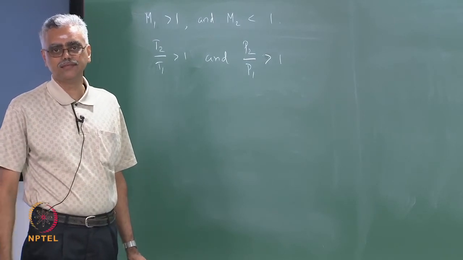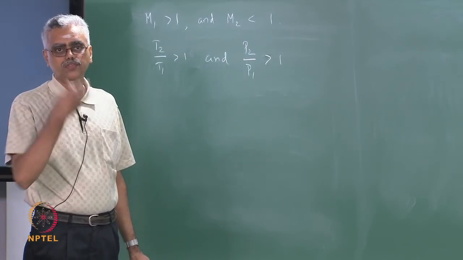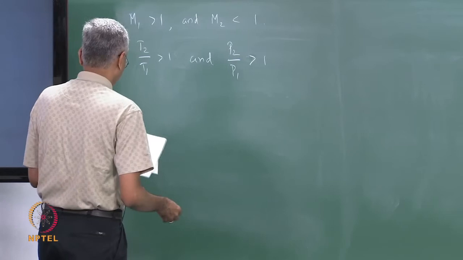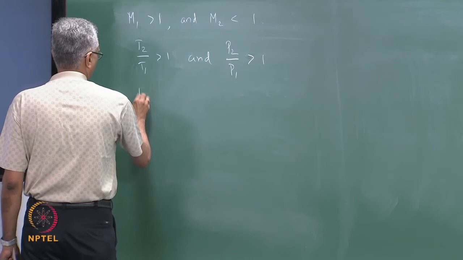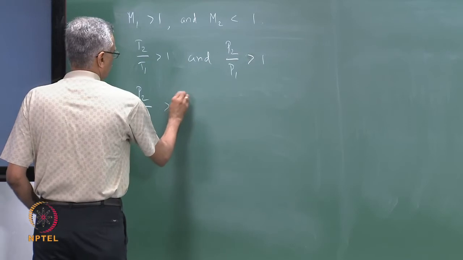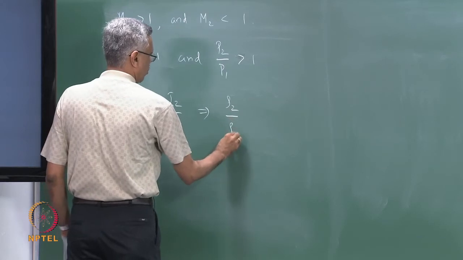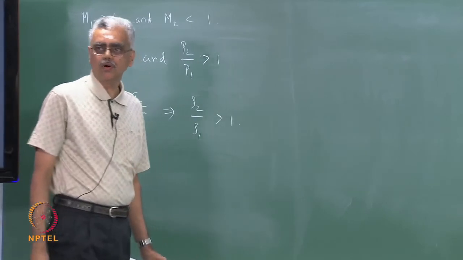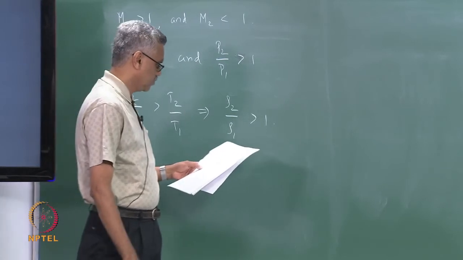But what about the density? Remember, density is P divided by RT. So, if the P increases and the T also increases, we need to see what happens to the density, right. In fact, it is also possible to show from the expressions that we wrote down that P2 over P1 is actually greater than T2 over T1, and this implies that rho 2 over rho 1 is greater than 1. So, the density increases across the shock wave as well. Just like static pressure and static temperature, the static density also increases across the shock wave.